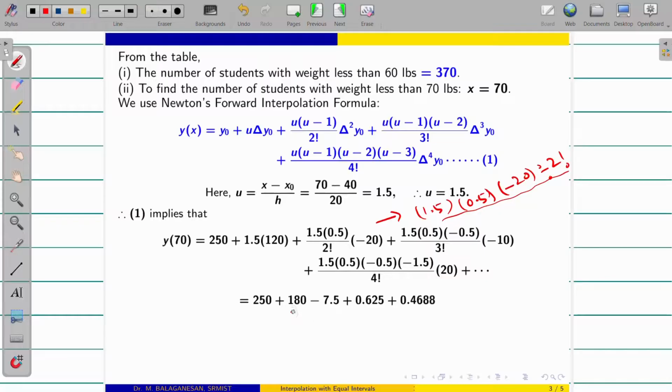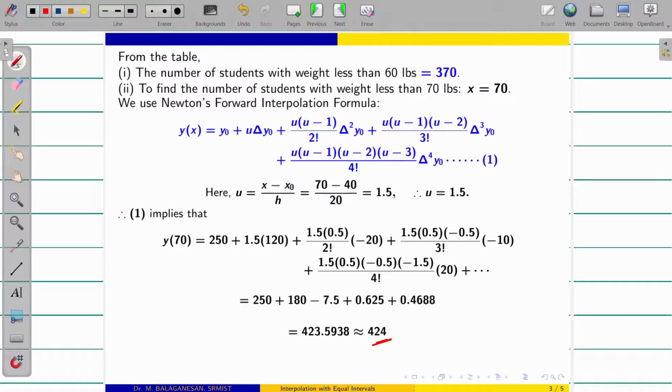So second, it will be the third one, 7 minus 7.5. Similarly, try to proceed for the other steps. Solve each and every step like that, and then only you won't commit any mistakes. Now add everything, and you get the answer 424. So 424 is the number of students whose weight is less than 70.